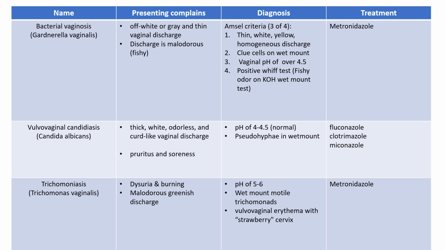Now, the normal vaginal pH is between 4 to 4.5, and in some books you can find from 3.8 to 4.5. The fourth criterion is a positive whiff test, which means that when potassium hydroxide is added to the vaginal discharge, a fishy odor is produced. And the treatment is metronidazole.